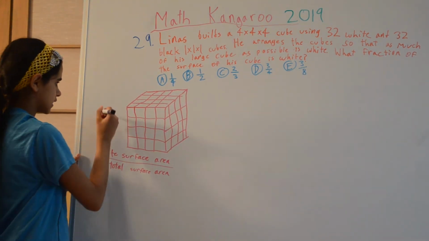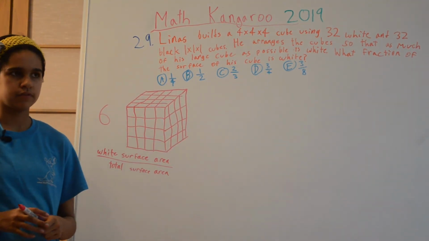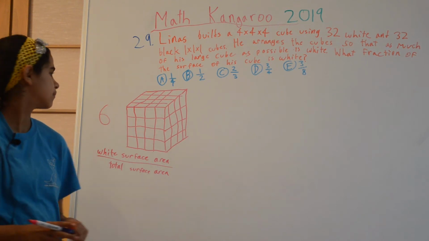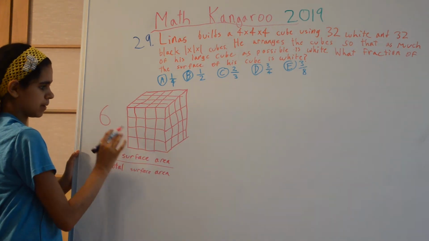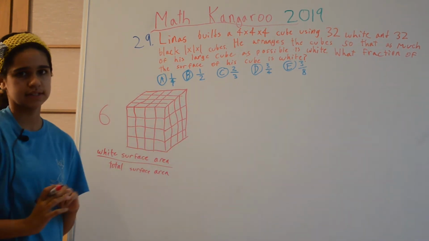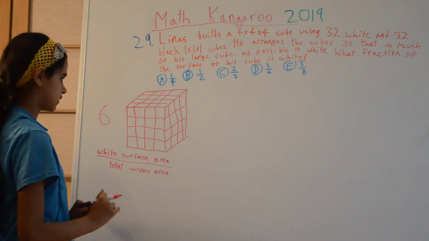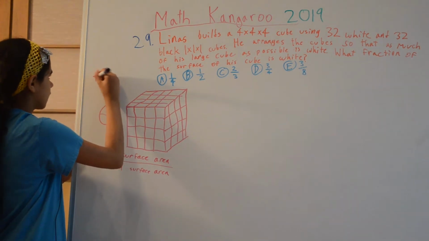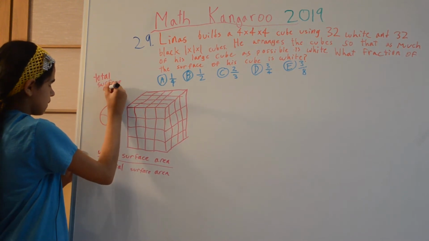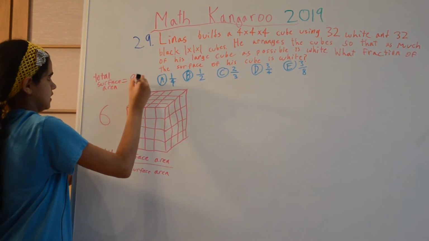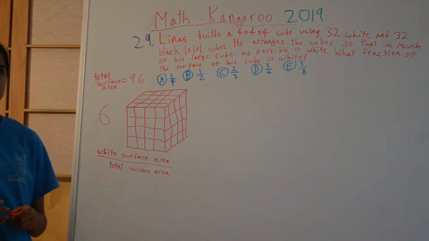A cube has 6 faces, and the surface area is the area of each face, and we sum all of those up. Here, each face is a square that's 4x4, and there are 6 of them. The 4x4 square has an area of 16, and we have 6 of them. So the total surface area is equal to 6 times 16, or 96. Now all that's left to figure out is the white surface area.